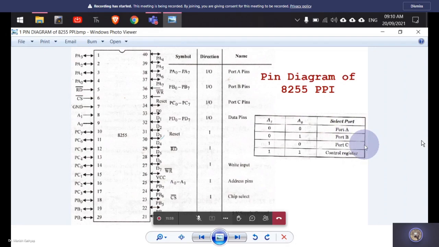So this is the complete story of this 8255 programmable peripheral interface. So let us first have a look at its hardware.